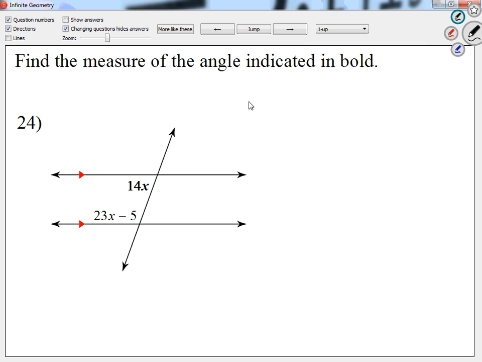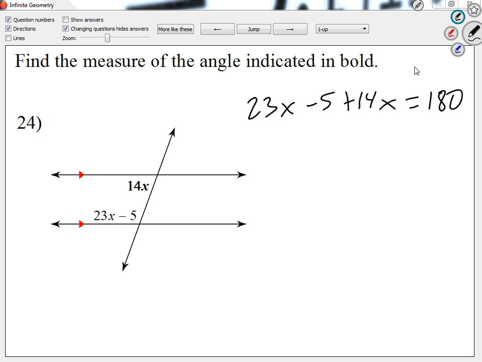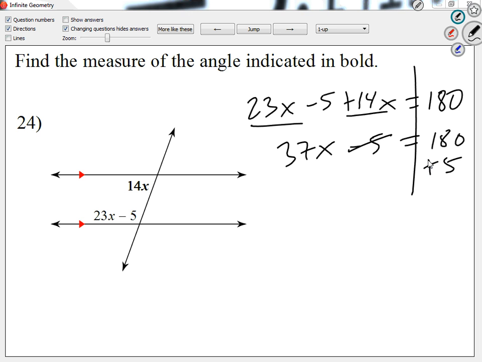I'm just going to say 23x minus 5 plus 14x equals 180. Add everything and it equals 180. Let me simplify the left side. 23 plus 14, let me call that 37x minus 5 equals 180. So my minus 5, let me bring it to the right as a plus 5. Switch the sign. So we get 37x equals 185. What's x? 5.